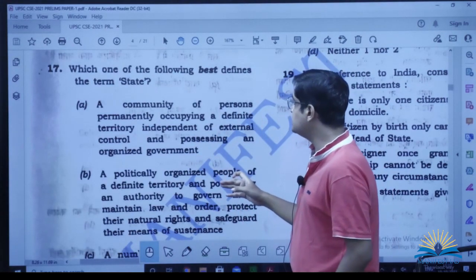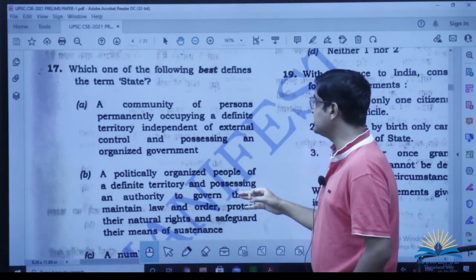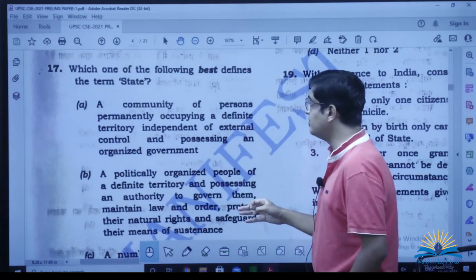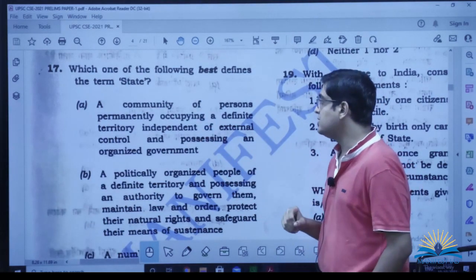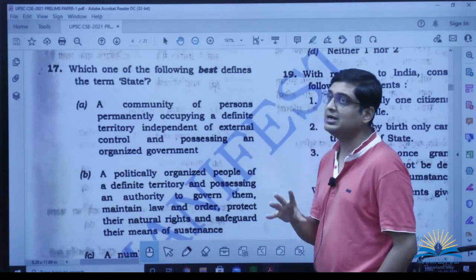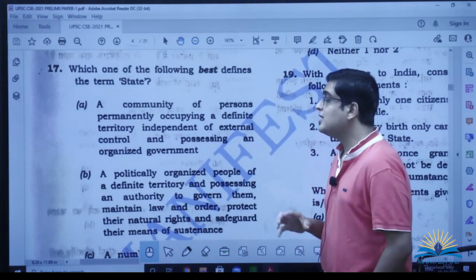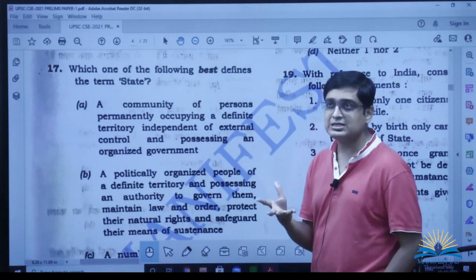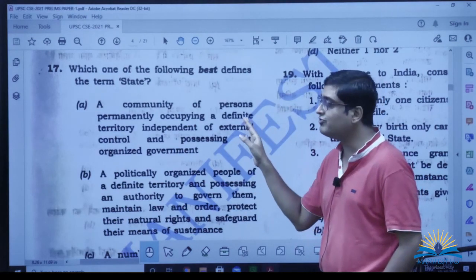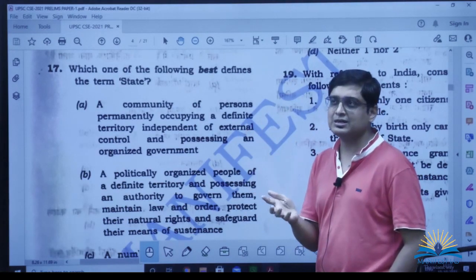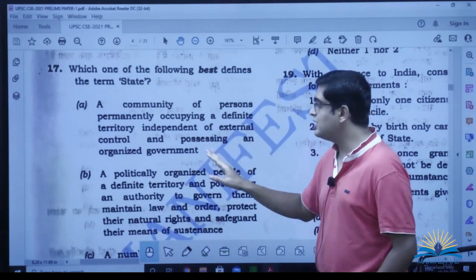A community of persons permanently occupying a definite territory, independent of external control and possessing an organized government. See here, a community of persons, yes, there is population. Permanently occupying a definite territory, yes, there is a territory. Independent of external control, yes, there is sovereignty. And possessing an organized government, yes, there is a government also. So all 4 components are there in the first one. What is not there? International recognition, but that is not so essentially a component. So this is very close.